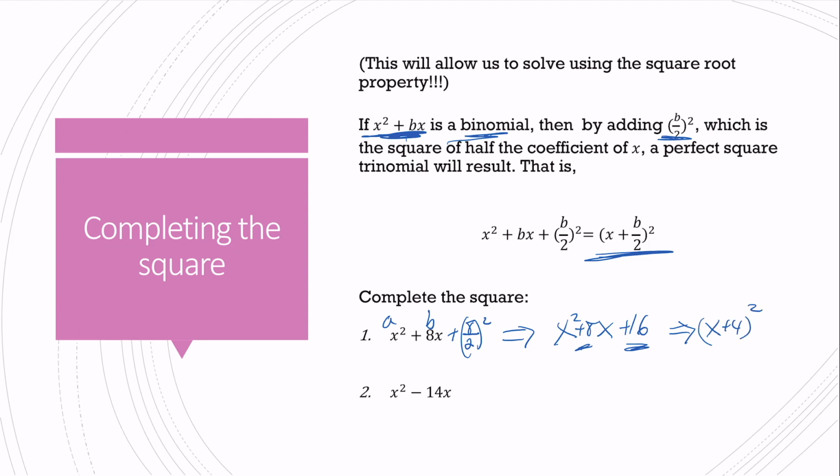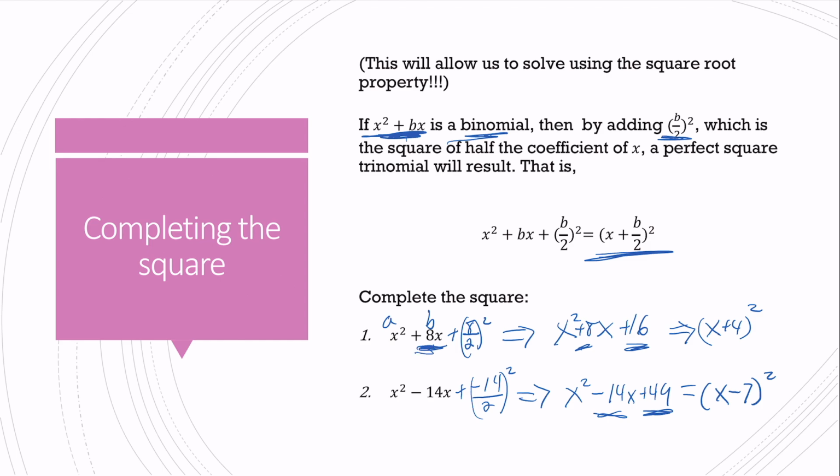The same thing works for problem 2 right here. If I've got x squared minus 14x, I'm going to add negative 14 divided by 2 squared. Well, negative 14 divided by 2 is negative 7. Negative 7 squared is 49. What are the factors of 49 that add up to negative 14? How about negative 7 and negative 7, right? This is going to factor into a perfect square. What you're going to want to always do is take your middle term, divide it by 2, and square it.